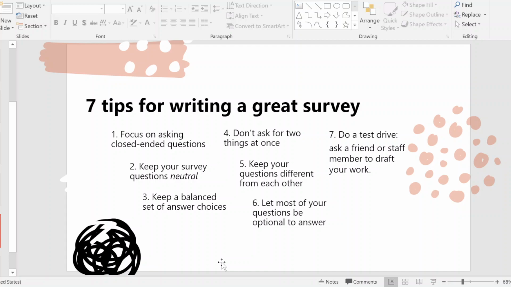So if you're wanting to get that quantitative data, so the numbers, you're focusing on asking close-ended questions. You don't want them to necessarily elaborate. You're wanting a yes, no, maybe. You're wanting, you know, multiple choice type of answers. Okay. Keep your survey questions neutral.